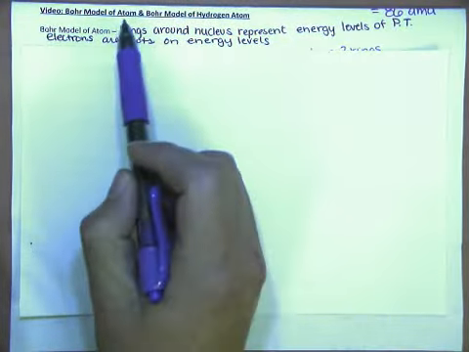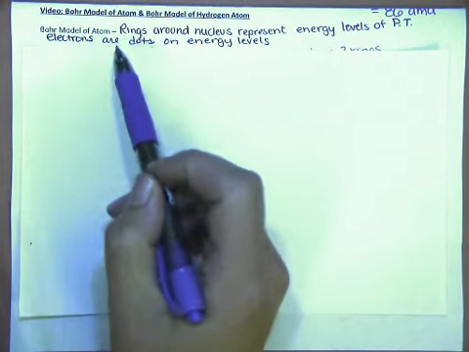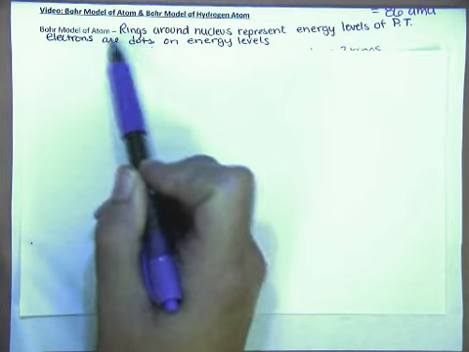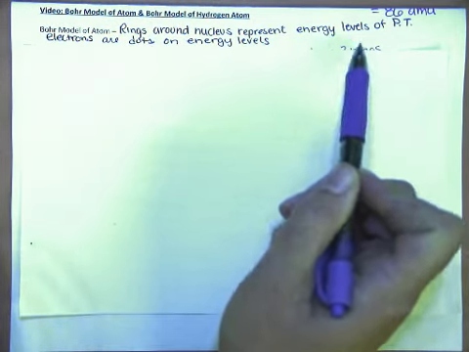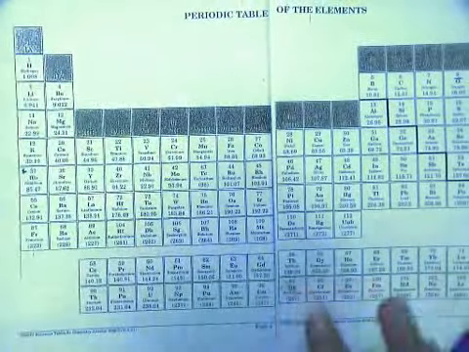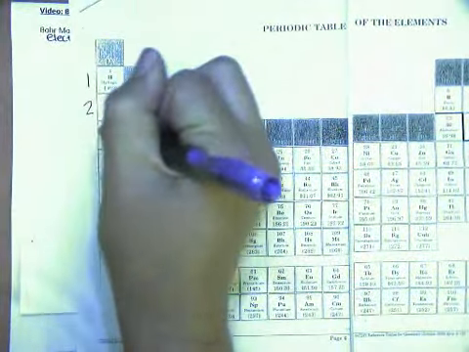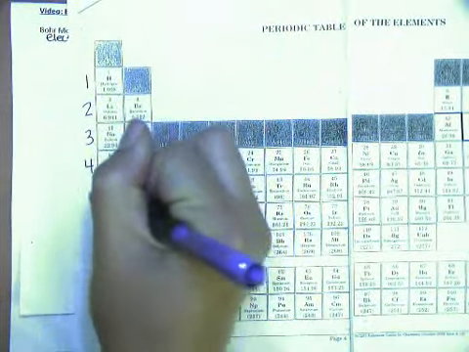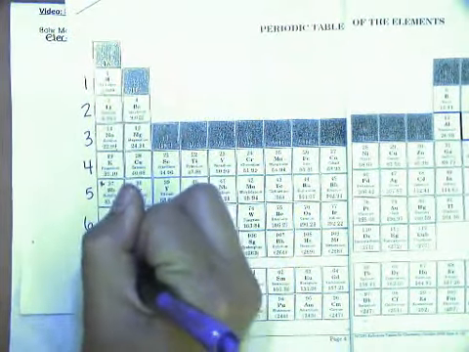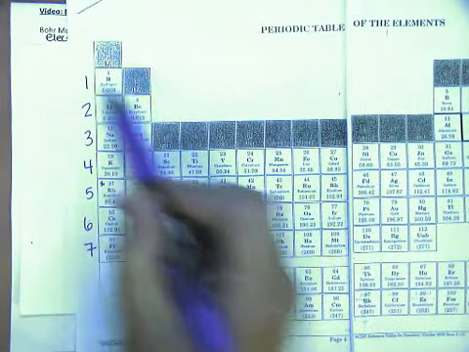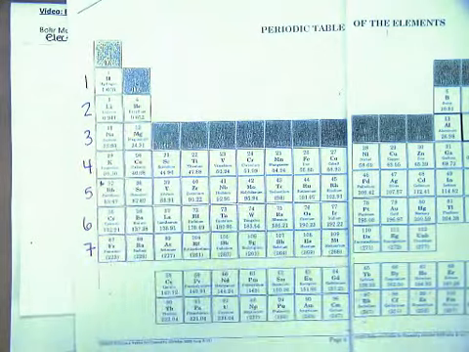This video is on Bohr's model of the atom. We've talked about Bohr and his model of the atom, and we know that Bohr's model of the atom has rings around the nucleus that represent energy levels of the periodic table. On my periodic table, I have energy levels, and those are the rows that go across. So my first energy level is in row 1, second energy level, third, fourth, fifth, sixth, and 7th. So anything in row 1 would have 1 ring, 2 rings, and so on.